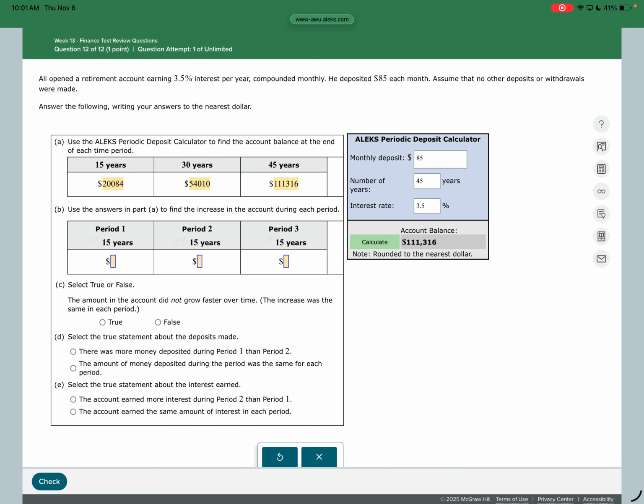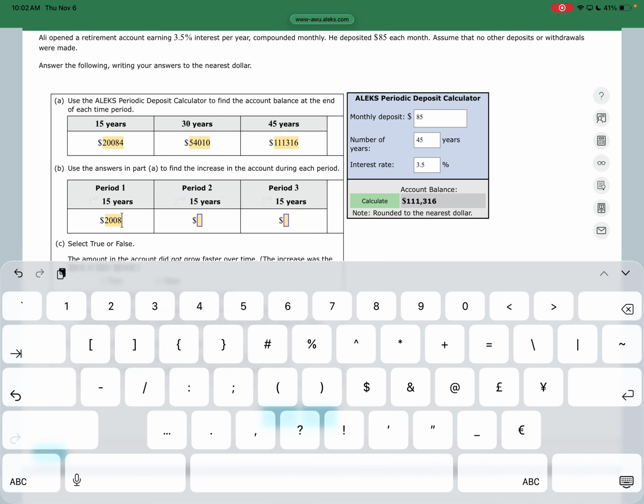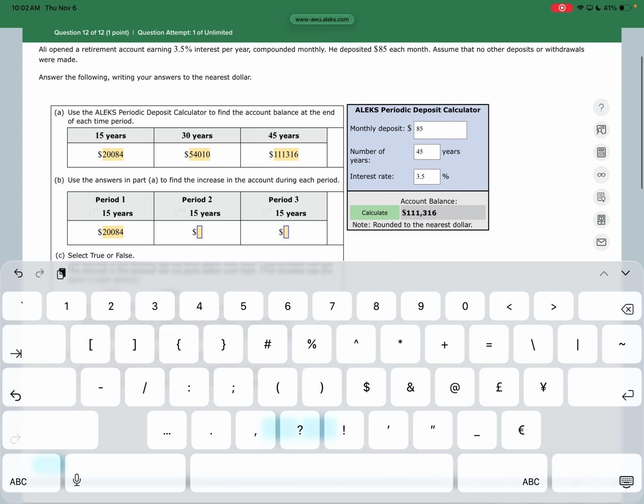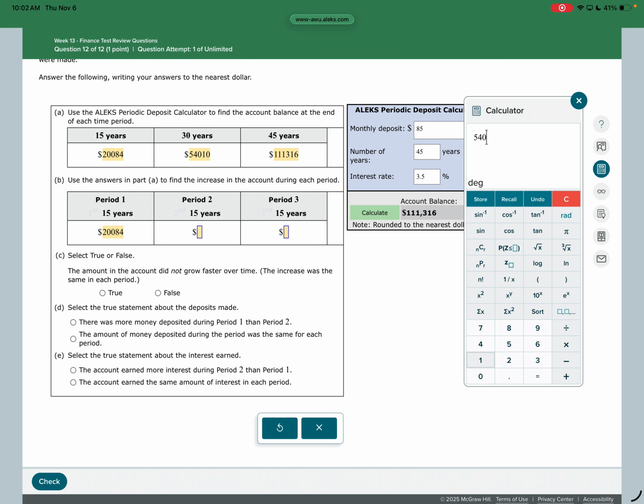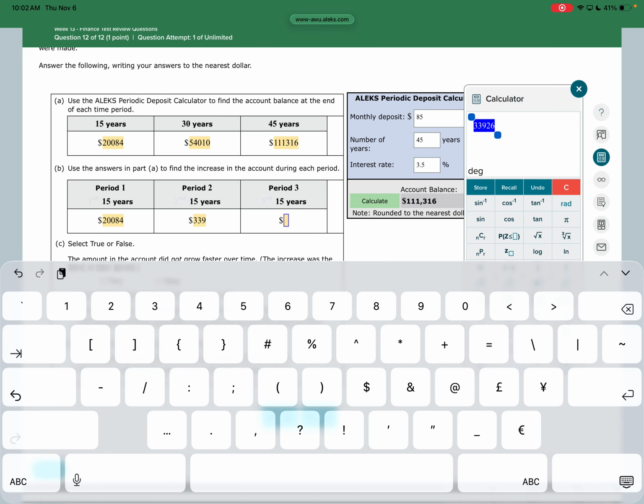And you have $111,000, okay? This is why I talked about investing early. So when you first start, your first 15 years, if I only saved for my retirement $85 a month at 3.5% interest, if I didn't start until I was 50, I'd only have $20,000 by the time I was 60, okay? But if I started when I was 35, I had $54,000. So the way we're going to find this is 54,010 minus 20,084. So during that second 15-year period, not only did we get our original interest, which was $20,000, but we got an extra like $13,000 on top of that, okay?